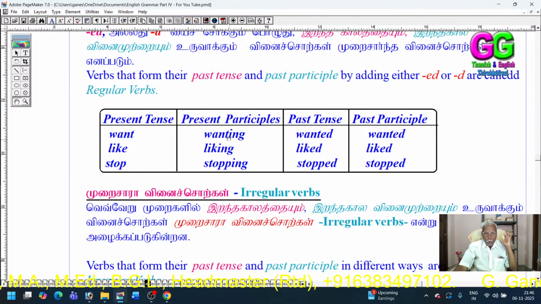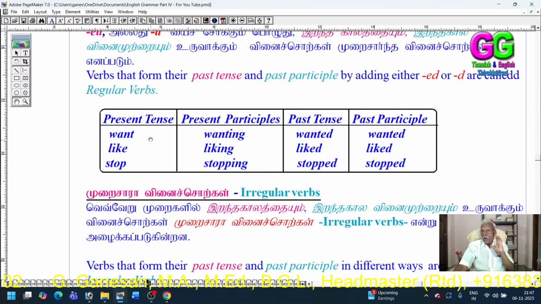Want, wanting, wanted, wanted. Like, liking, liked, liked. Stop, stopping, stopped, stopped. My dear children, here I have given four columns: present tense, present participle, past tense, past participle. You also should memorize in this way: present tense, present participle, past tense, past participle.